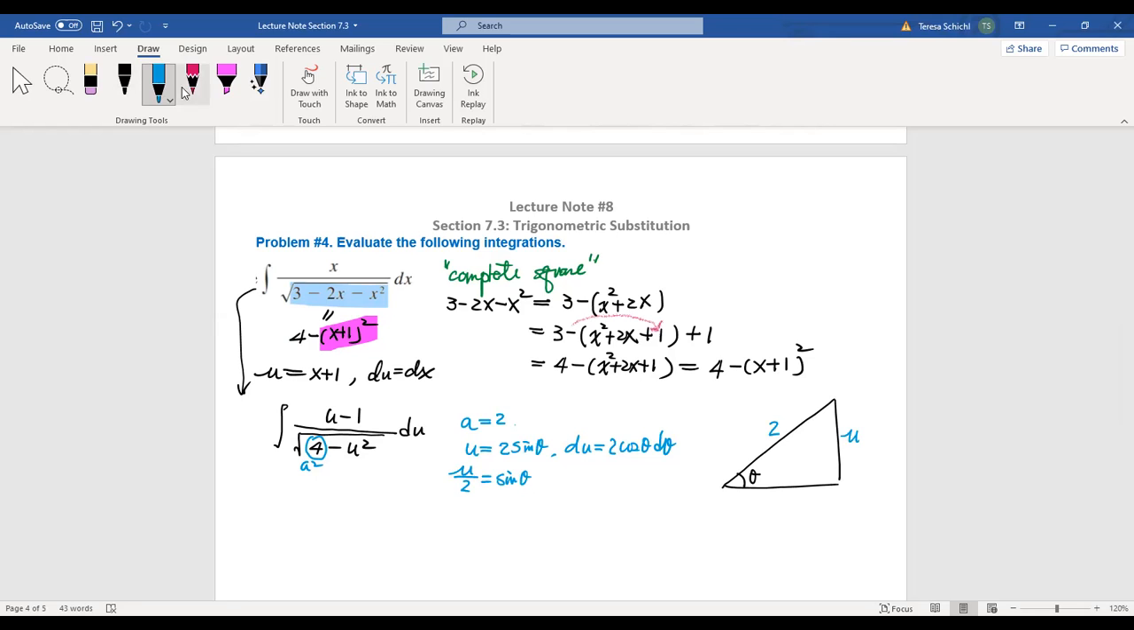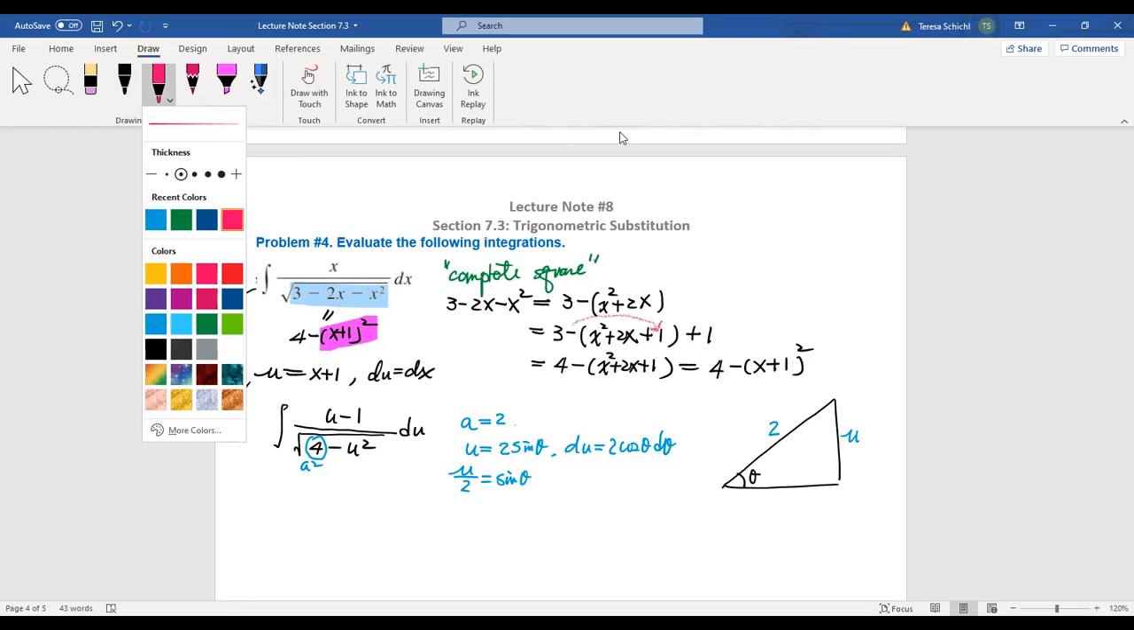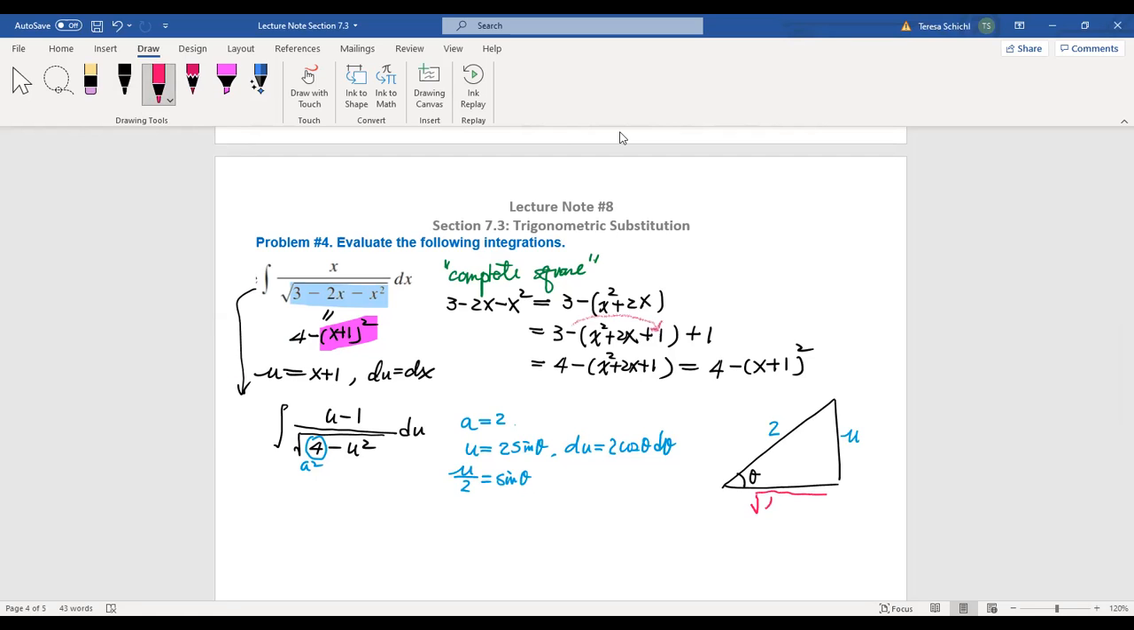And then by the Pythagorean theorem, what is this side here? This is the square root of 4 minus u squared. So I know the sine and the cosine, they're always a pair. Now the cosine theta is equal to the square root of 4 minus u squared over 2. So the square root of 4 minus u squared is equal to 2 cosine theta. Okay, now we are in good shape here.